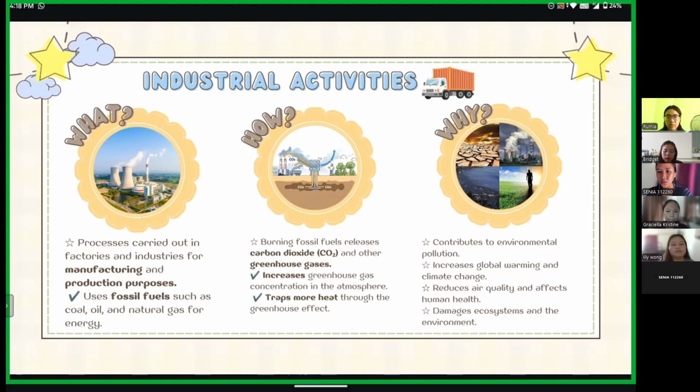So, to reduce this problem, industries can switch to renewable energy sources like solar and wind power. Also, they can use cleaner technology to improve energy efficiency and follow strict environmental regulations.